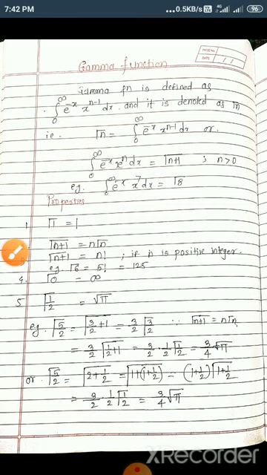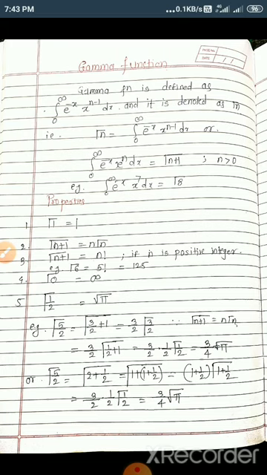Okay, so for example, gamma 6 is equal to 5 factorial, and 5 factorial is equal to 120. Now the fourth one, the value of gamma 0 is equal to infinity. The fifth property is gamma half is equal to root pi.